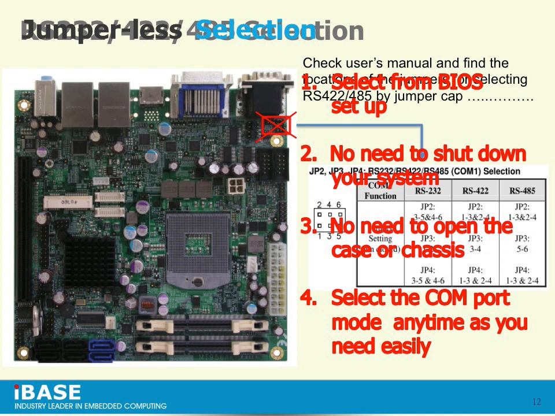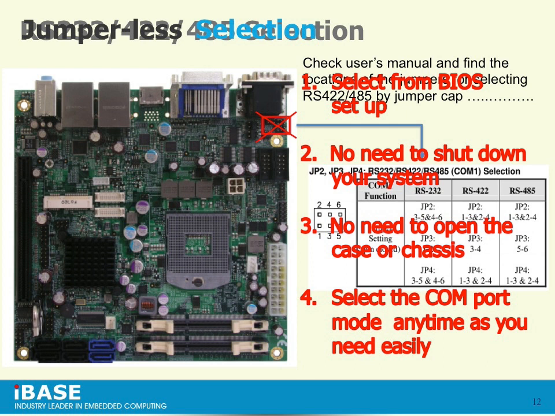And talking about one special feature, we call the jumperless design for the COM modes. In the past, when users wanted to change the COM mode, we call the serial port mode, maybe you want to convert from RS-232 to 422 or 485, what can we do? We need to find the manual, check the location of the jumper, and modify the jumper caps. So what we are offering now for the IB897 is jumperless selection.